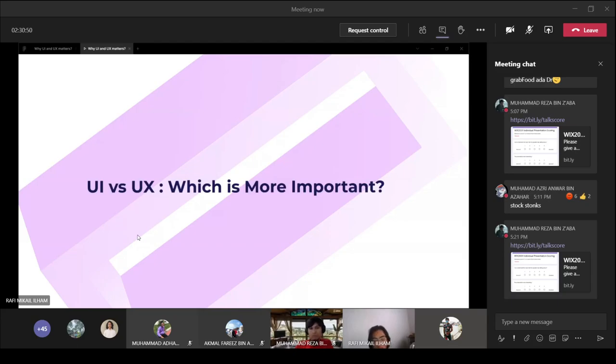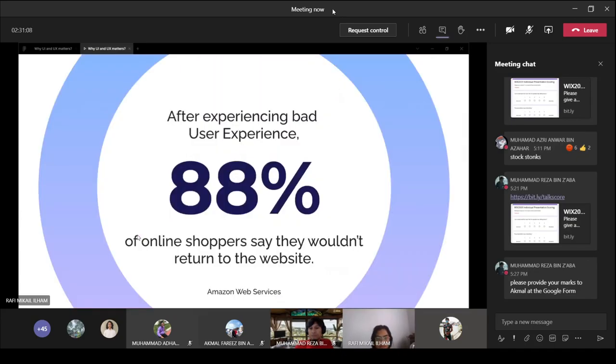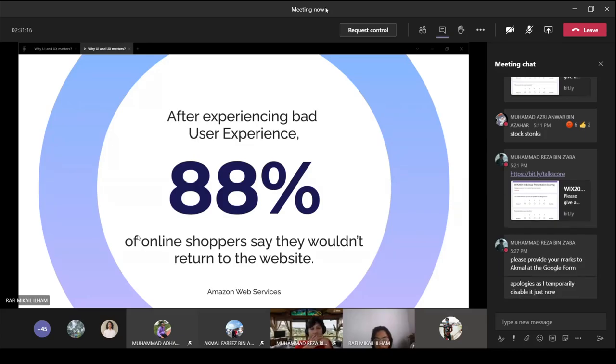A good UI is nice for a while, but at the end, if it doesn't solve the purpose for which you have installed the app, sooner or later we will uninstall the app because it has a bad user experience. One of the surveys conducted by Amazon Web Services says that 88% of shoppers say that they wouldn't return to a website after experiencing a bad user experience. And this shows us how important user experience is.